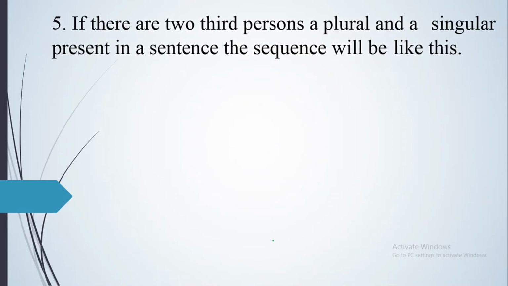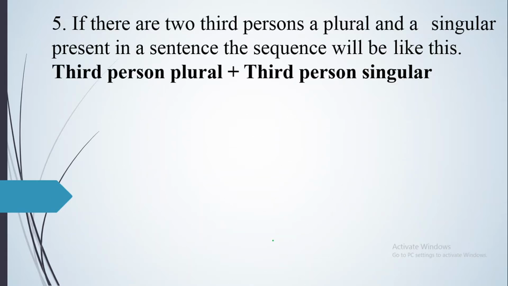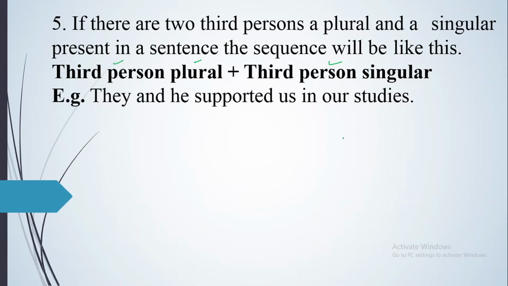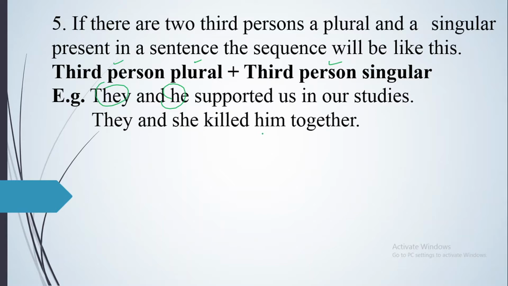Next we have got rule number 5. If there are two third persons, a plural and a singular, present in a sentence, what will the sequence be? First you will bring the third person plural and then the third person singular. So plural will come first and then singular. Example: they and he supported us in our studies. So first you will bring the third person plural and then the third person singular. They and she killed him together. Now first you will bring they and then the third person feminine.